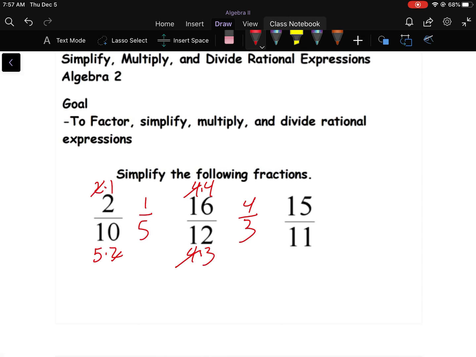Now, 15 and 11 aren't divisible by anything, so therefore I'm not going to reduce it in any way. It's not like I can go 11 plus 4 over 11 and cancel out 11. No, don't ever do that. We're only canceling out things over multiplication.